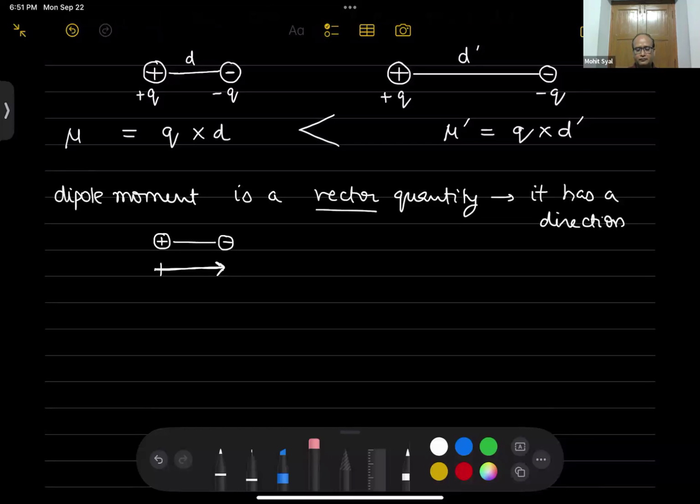Okay. The polarity is directly proportional to the charge and the distance between them. Suppose a CO2 molecule is there. How many sigma bonds are there?